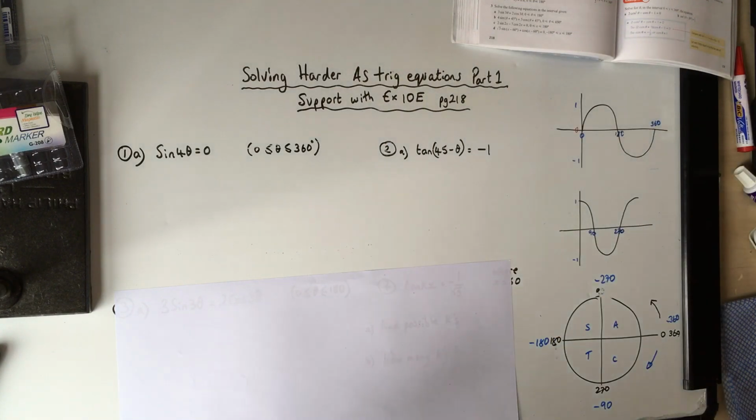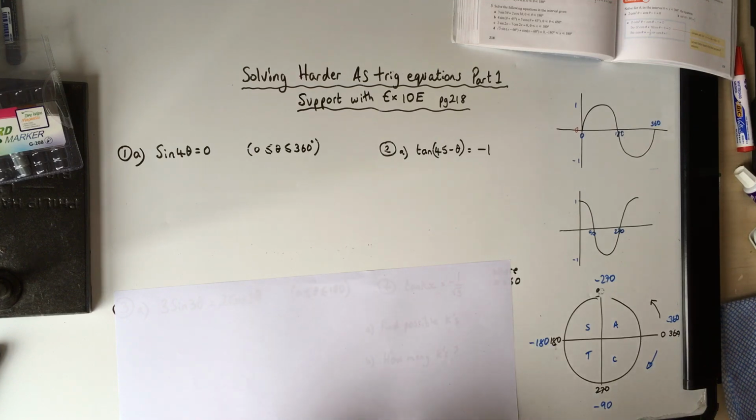Okay guys, this is just a quick follow on from my Solving Harder AS trig equations, and this is support with exercise 10E. So the harder trig equations are covered with exercise 10E and 10F. So I've done a lesson to help set you up for 10E, and now I'm going to go through some of the questions. There are 7 questions in the exercise. There's lots of parts to them, so there's actually a load more than just 7 questions.